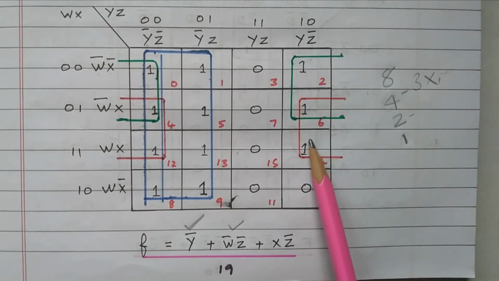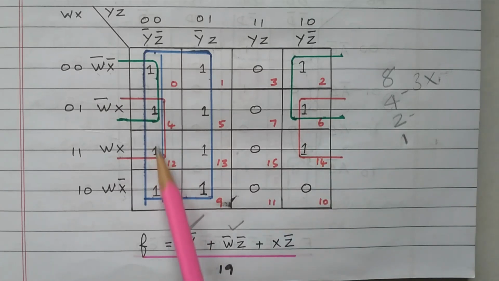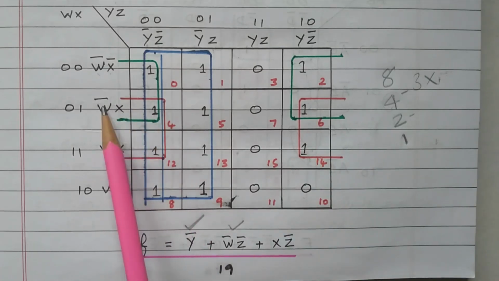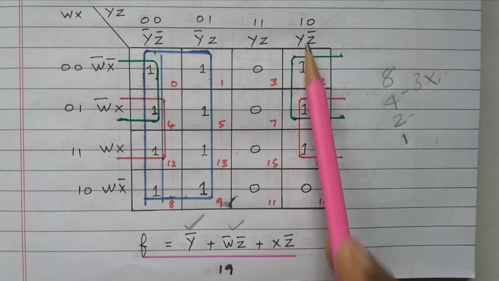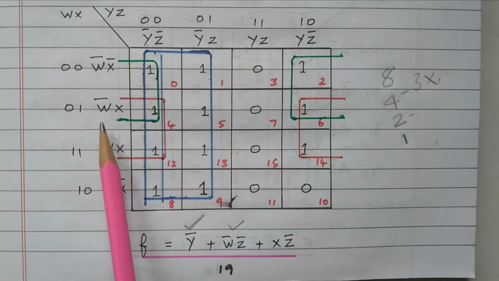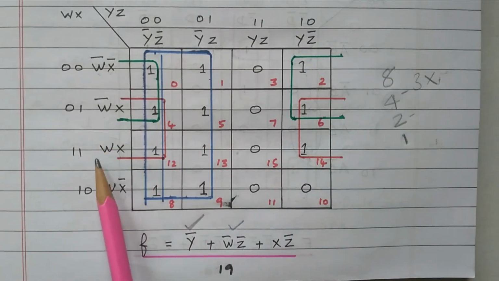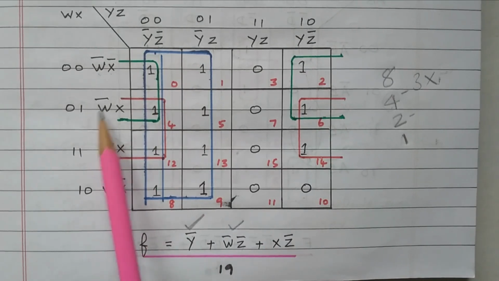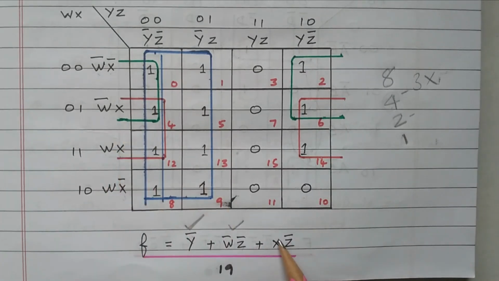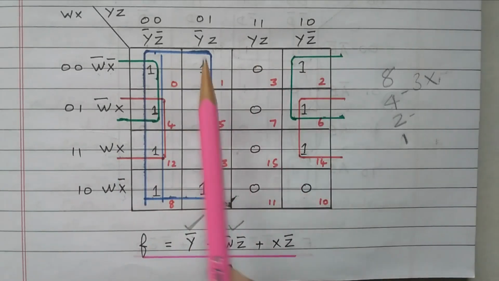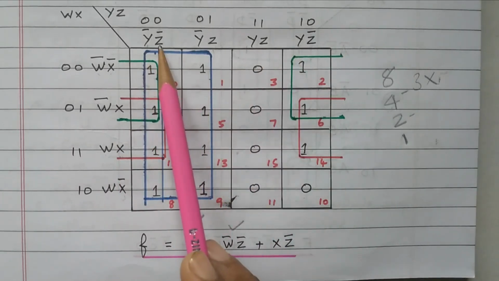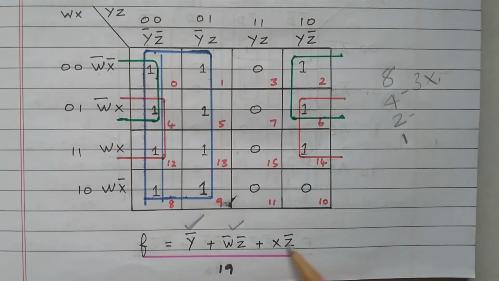Now we'll see the other grouping that is available. These two ones and these two ones are grouped together. Correspondingly we refer to the second row and third row, and similarly the first column and fourth column. In the second row and third row, what is available? W bar X, W X. So W bar W gets cancelled, and only X remains. Similarly for the first column and fourth column, which we already discussed, Y bar Y cancels, and only Z bar remains. So X Z bar is the term for the 4 cell grouping represented by the red color box.